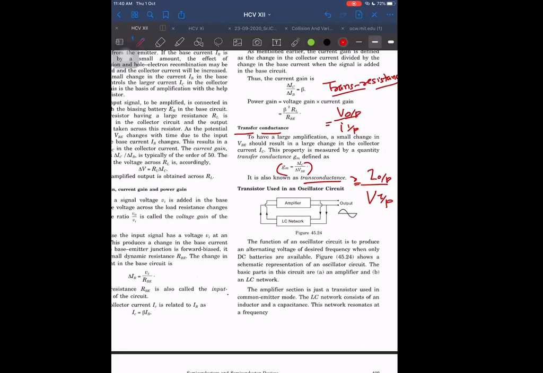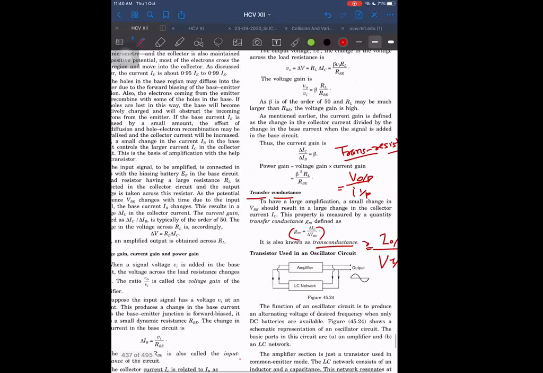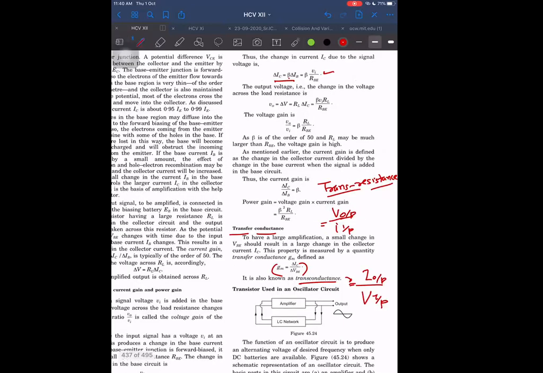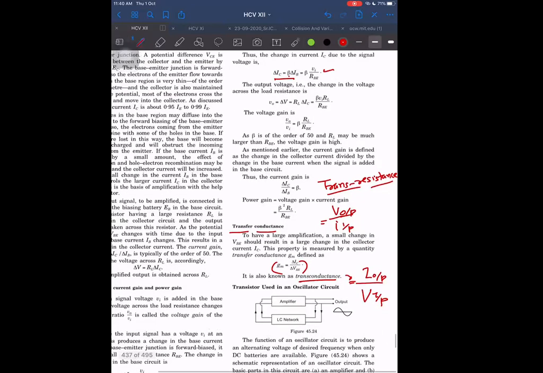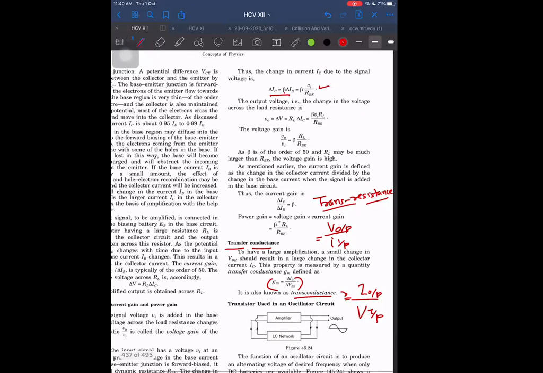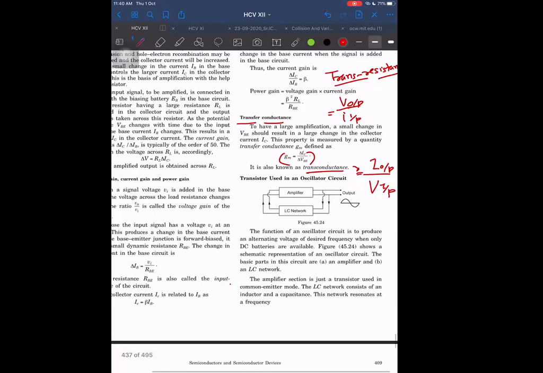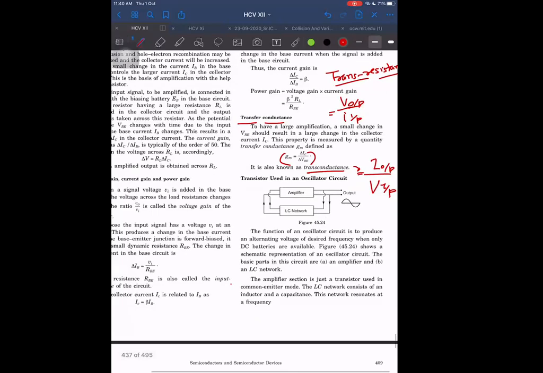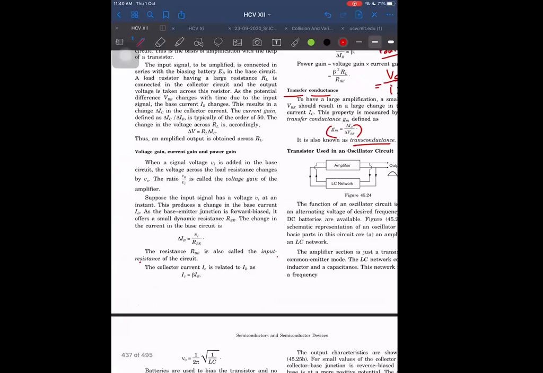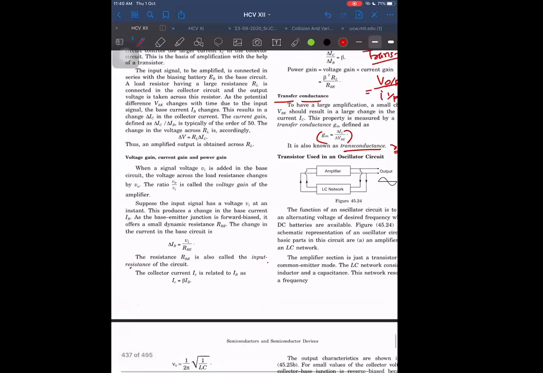And this delta VBE, I don't know why he is using delta VBE, but I think it should be the same thing as small vi. According to me, it should be the same thing as small vi. Is it the same or not? Wait a second, let me check once. Or it may be different also, I think so. I think it may be different.